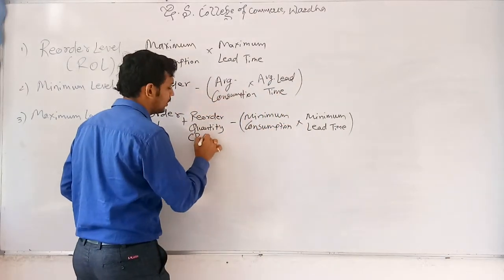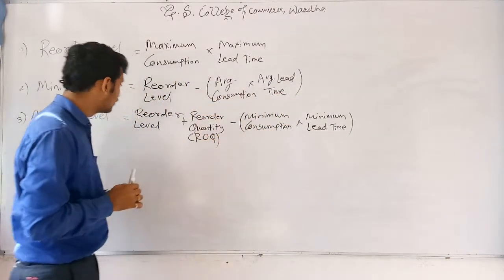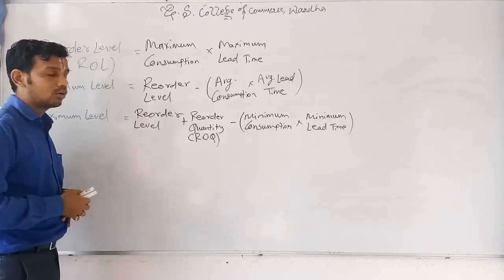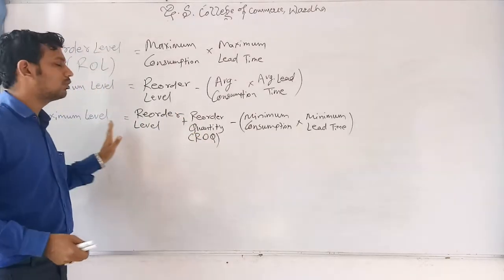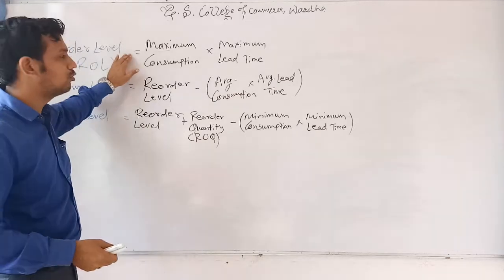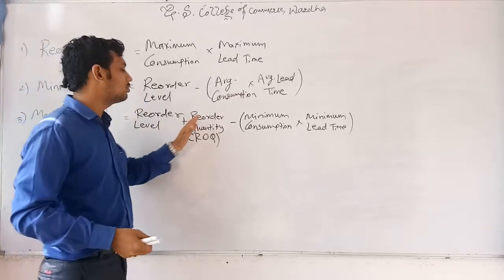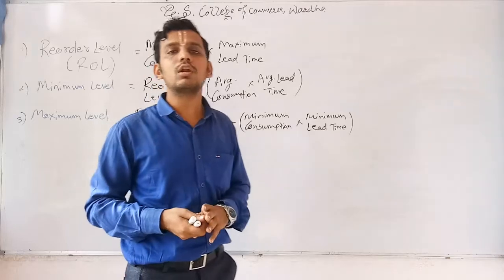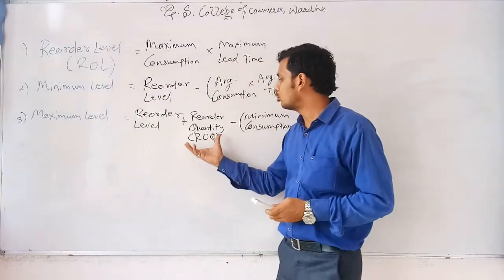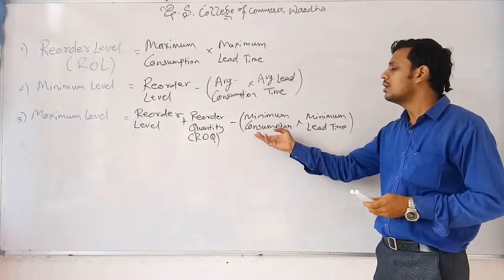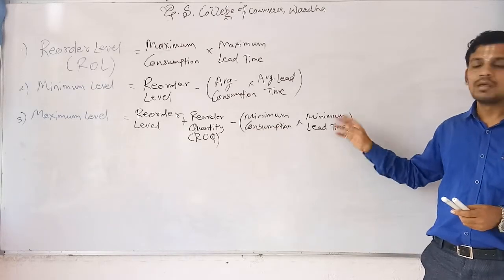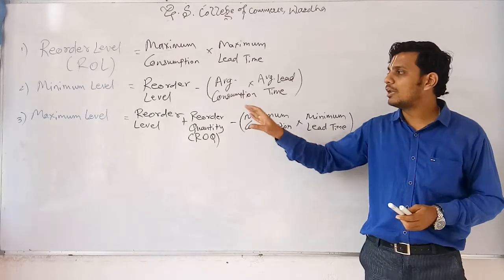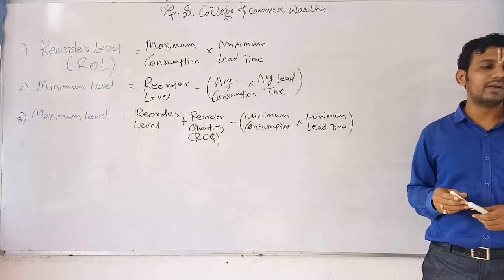Here reorder quantity can also be denoted as ROQ. So for calculation of maximum level, the formula is reorder level, which we have calculated by using the first formula, plus reorder quantity, which is usually given in the question, minus, in brackets, minimum consumption multiplied by minimum lead time. By using this formula, we can calculate maximum level of inventory.